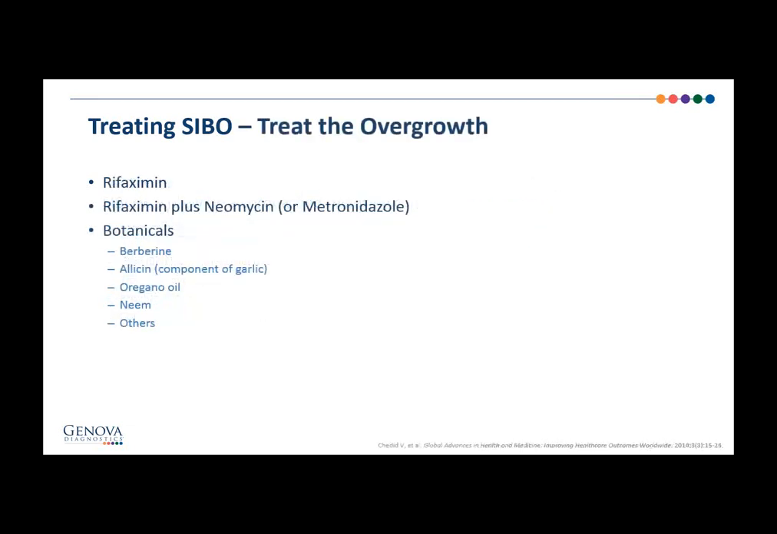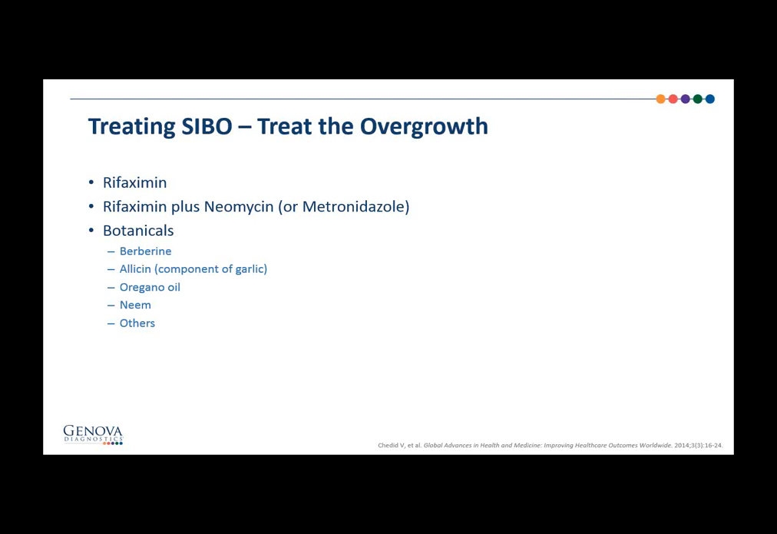So as far as treating the overgrowth, rifaximin is used. It's a prescriptive antibiotic. Rifaximin plus neomycin or rifaximin plus metronidazole. A lot of people might use that combination for the methanogens. Botanicals that are used include berberine, allicin, which is a component of garlic, oregano oil, neem. There's lots of other things that can be considered for botanical treatment.